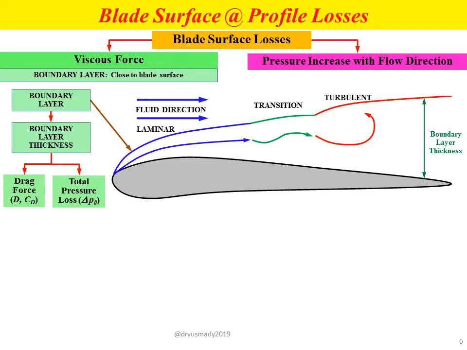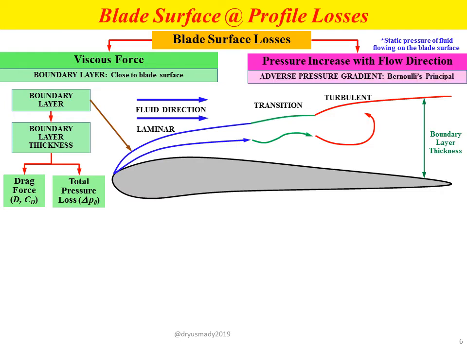Okay, the second factor is about the static pressure of the fluid that is flowing on the surface of the blade. The pressure will increase with the flow direction of the fluid. This pressure normally refers to the static pressure of fluid flowing on the blade surface. This phenomenon will cause an adverse pressure gradient according to the Bernoulli principle, where when the pressure increases, the fluid velocity will decrease.